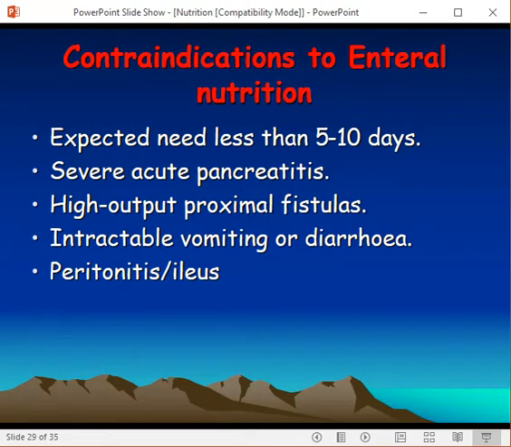Contraindications to enteral nutrition. Expected need less than 5 to 10 days. These are the contraindications. Severe acute pancreatitis, high output proximal fistulas, intractable vomiting or diarrhea, peritonitis or ileus. These are the contraindications to enteral nutrition.